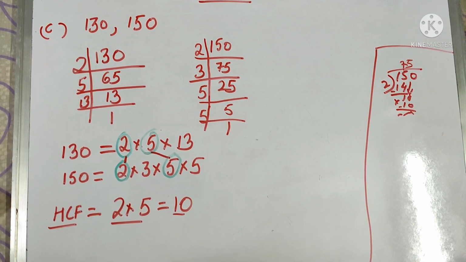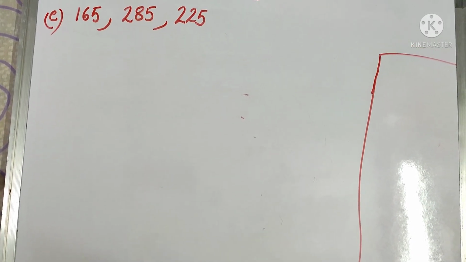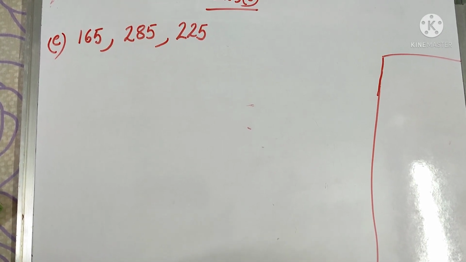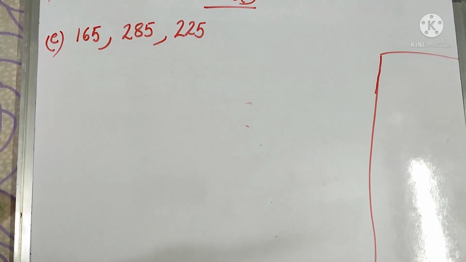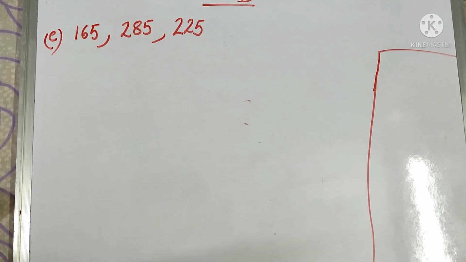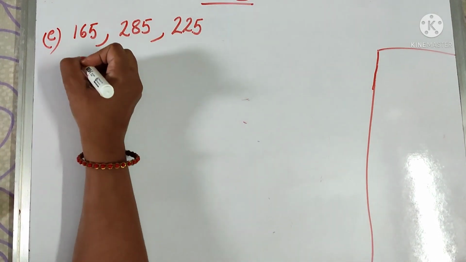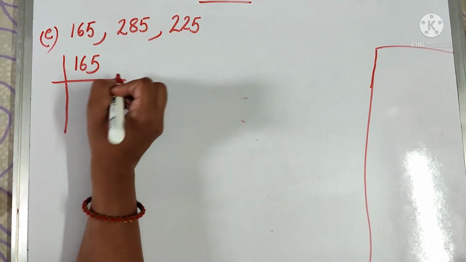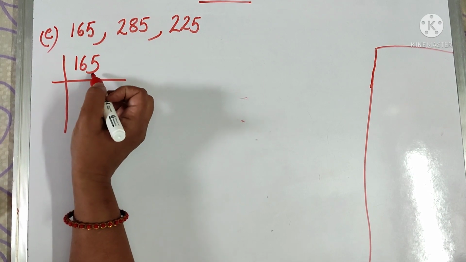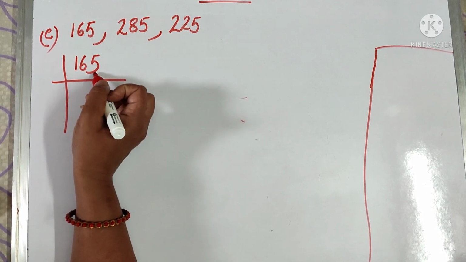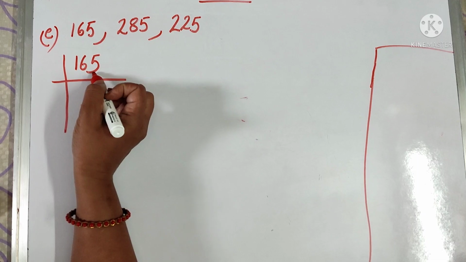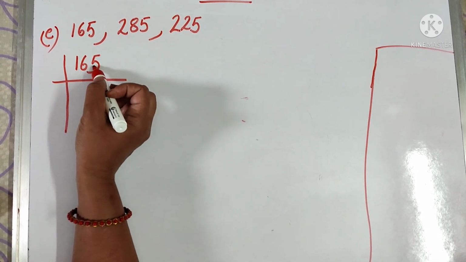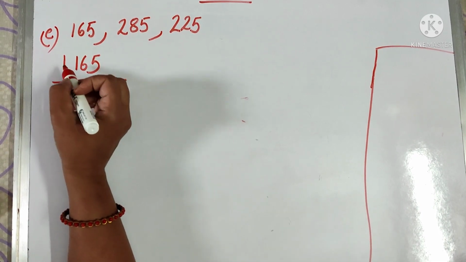Now, let us solve one more example, in which I have to find the HCF of 165, 285 and 225. Okay. Now, first we will do the prime factorization of the number 165. Since the last digit is 5, it won't get divided by 2. Will it get divided by 3? We can find by the test of divisibility: 6 plus 1 is 7, 7 plus 5 is 12. That means 12 is divisible by 3. So it will go by 3.